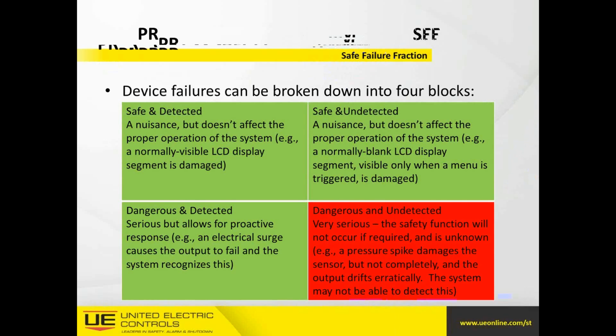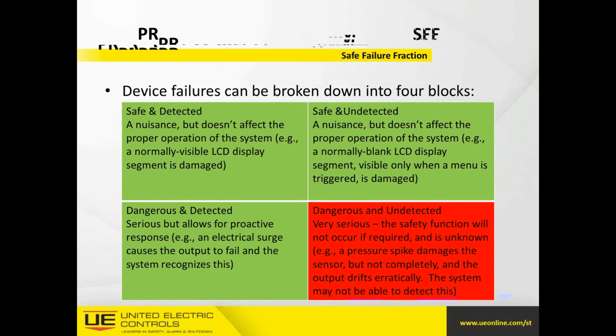The next piece of this puzzle is safe and undetected, I'm sorry. This is also a nuisance, but safe and undetected also means that it may be just a normally blank display. Again, a segment gone. It could be visibly a menu that isn't coming up, but the device itself isn't damaged.